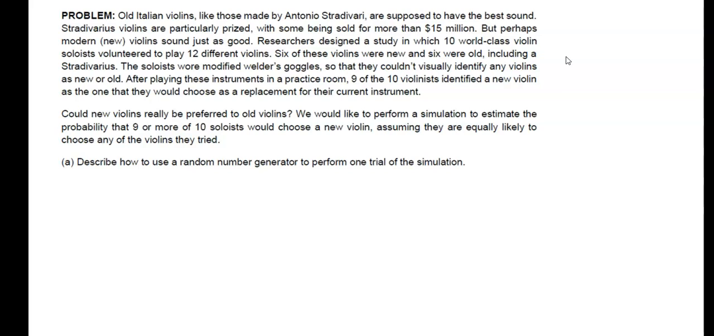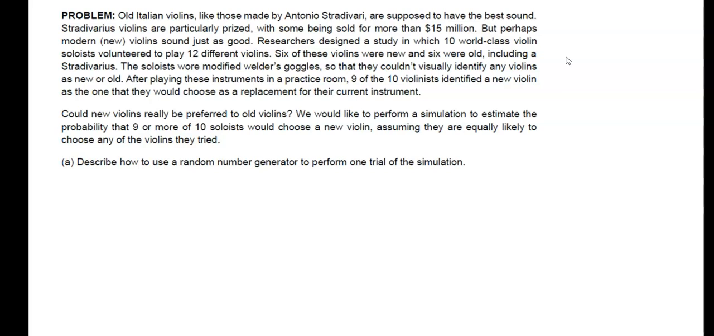The soloists wore modified welder's goggles so they couldn't visually identify any violins as new or old. After playing these instruments in the practice room, 9 of the 10 violinists identified a new violin as the one they would choose as a replacement for their current instrument. Could the new violins really be preferred to old violins? We would like to perform a simulation to estimate the probability that 9 or more of the 10 soloists would choose a new violin. That's really interesting.